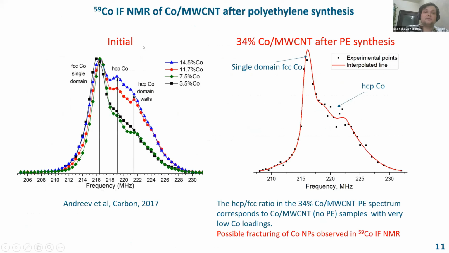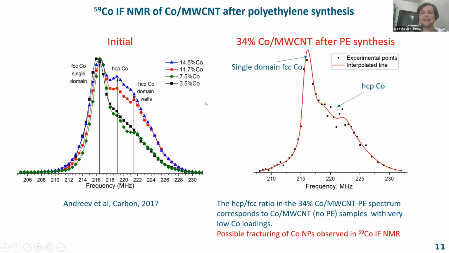So we have recorded some spectra for the initial composites of cobalt and carbon nanotubes before polymerization of ethylene, but unfortunately at lower concentrations than those studied later. And we have observed that at concentrations above 10 weight percent of cobalt, we saw an appearance of many different lines corresponding to FCC single domain cobalt particles, HCP cobalt, and even domain walls from HCP cobalt. So the presence of signal in this area signifies that the particles are relatively big.